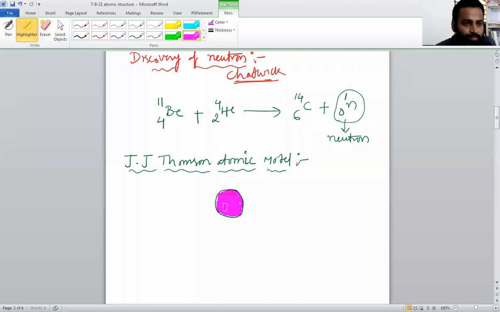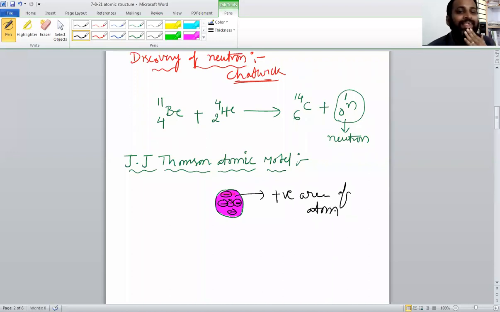So here we have an atom, and this is the space in the atom. Here you have negative particles. This is the positive area of the atom. Who said this? Mr. J.J. Thomson. In the positive area of the atom, these electrons are situated as seeds embedded in watermelon fruit.